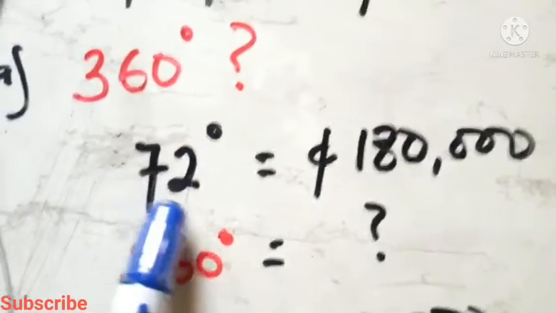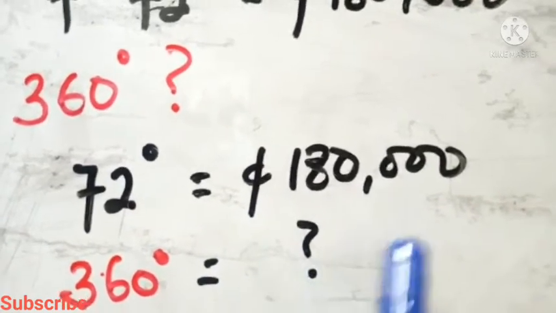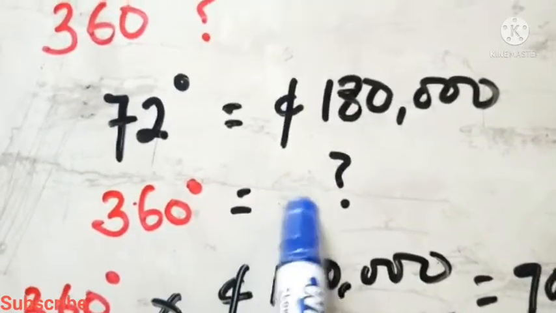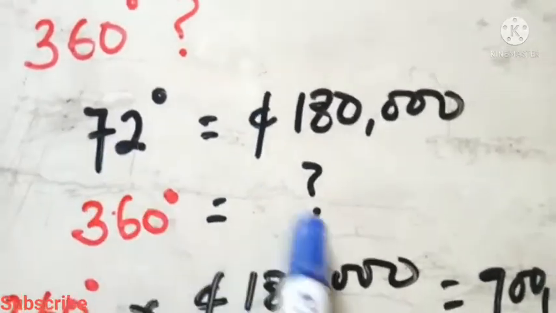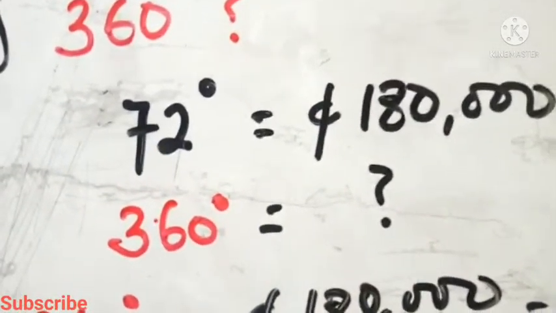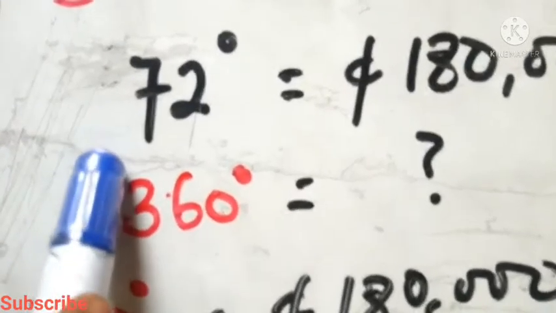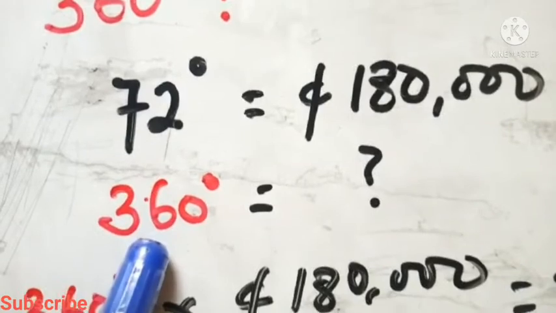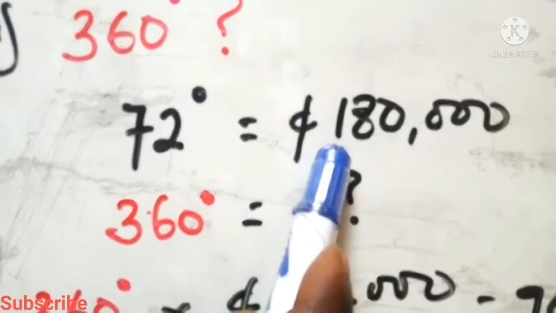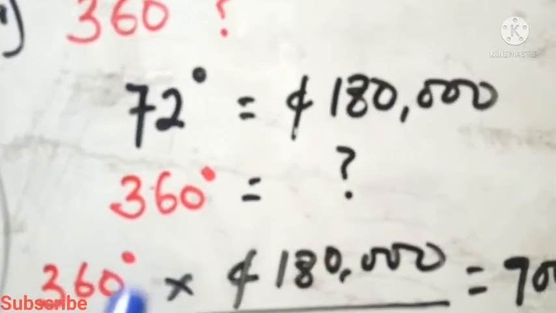You know that 72 degrees is equal to 180,000. What about 360 degrees? So here would be a question mark. Is that okay? How do you do that? You can do the cross multiply, right? So look at this: 72 degrees is equal to 180,000. What about 360? That should be more than this. Is that okay? This should be more than that, right?